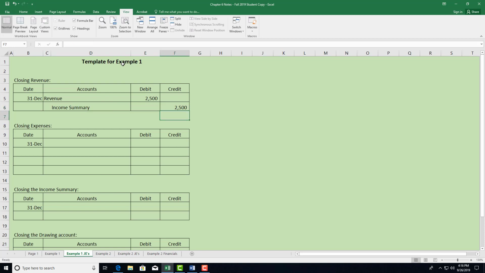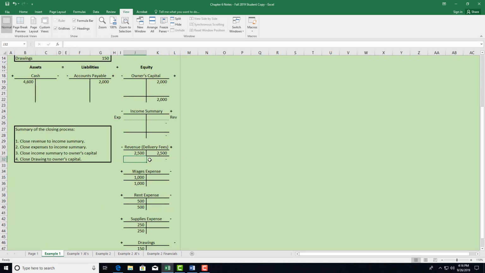For $2,500. So back to the T accounts, I've already put the debit and revenue. That balance is now 0. And then the other part of my entry, I had a credit to income summary. And so I've simply taken revenue, zeroed it out, and put it into the income summary account. That's step 1.